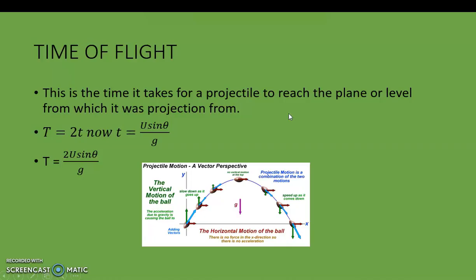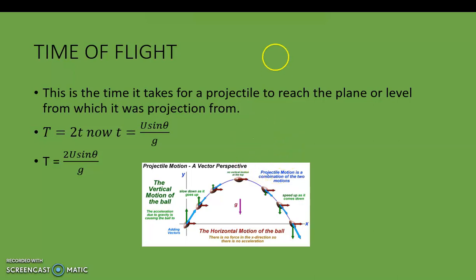The time of flight is the time it takes for a projectile to reach the plane or level from which it was projected. So time of flight is 2 times the time to reach maximum height. In our last slide, we saw that the time to reach maximum height is u sin theta over g. So the time of flight is 2u sin theta over g. I believe you know that theta is the angle of inclination.